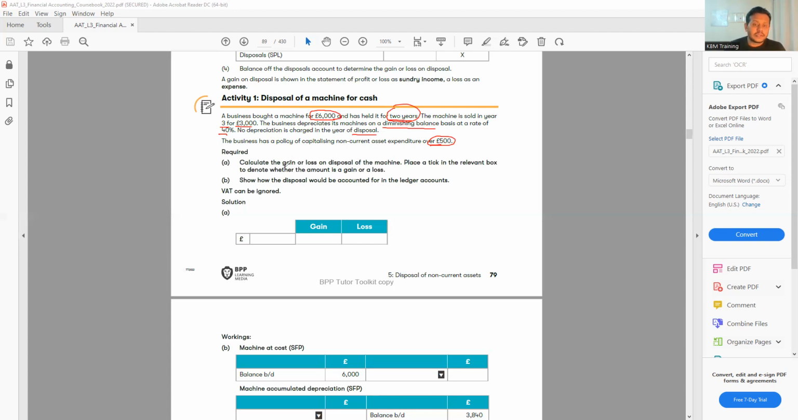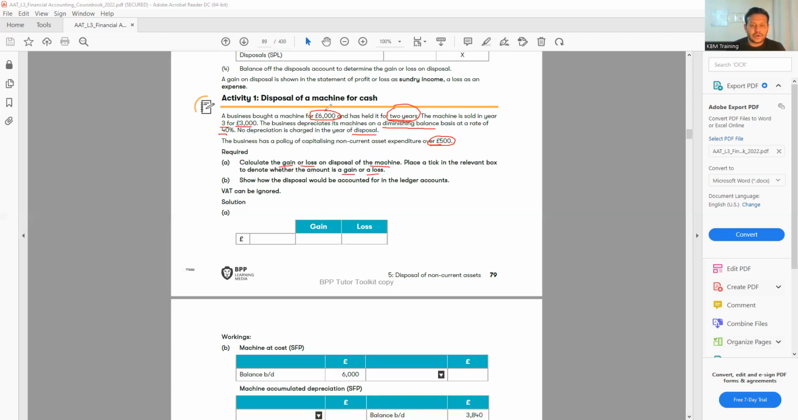Requirement: calculate the gain or loss on disposal of the machine. So we need to calculate the gain or loss on disposal of the machine. Place a tick in the relevant box to denote whether the amount is gain or loss. So we need to tick here either it is gain or loss. Show how the disposal would be accounted for in the ledger account. So we need to do the ledger account as well. All right, so let's find out gain or loss first.